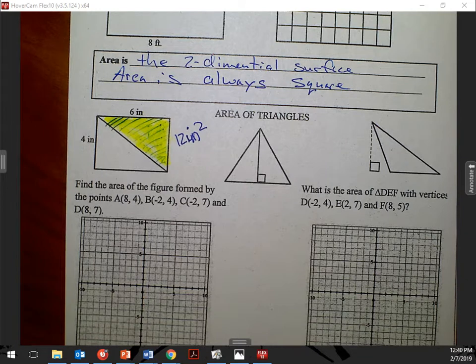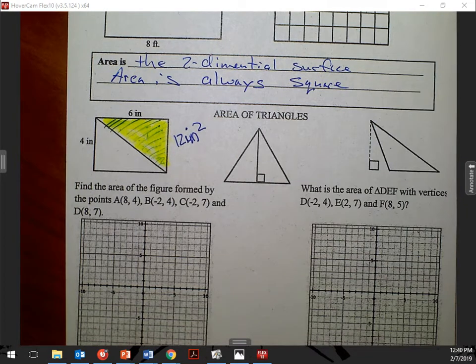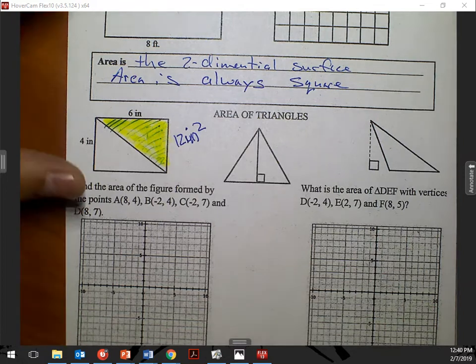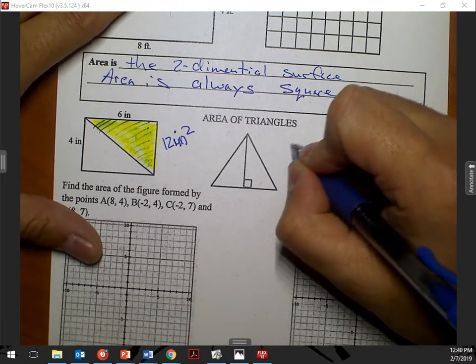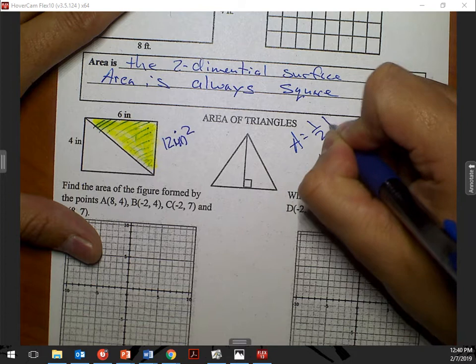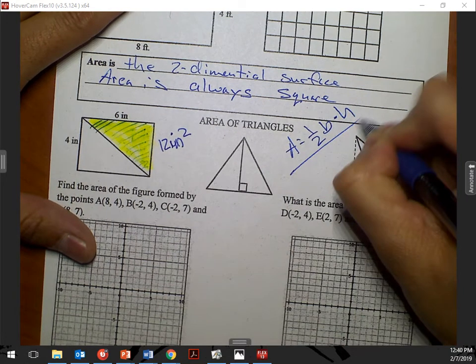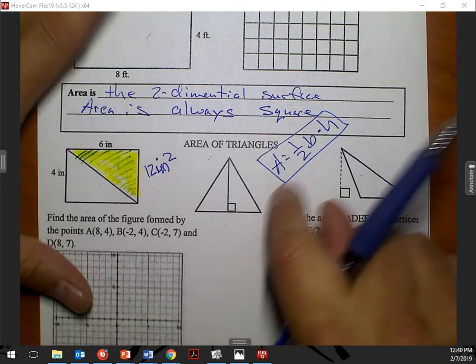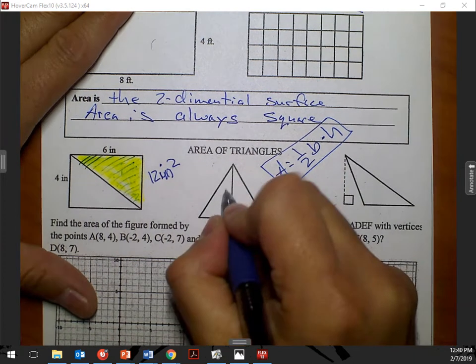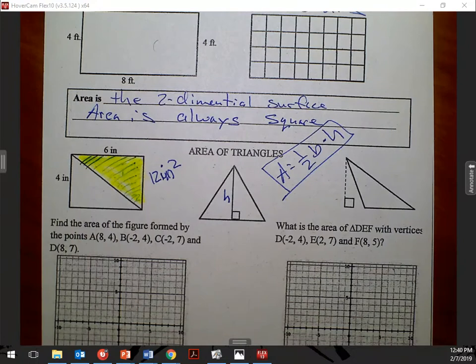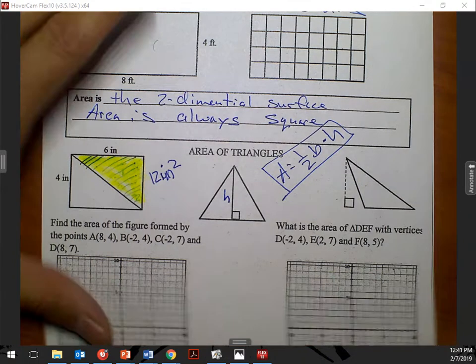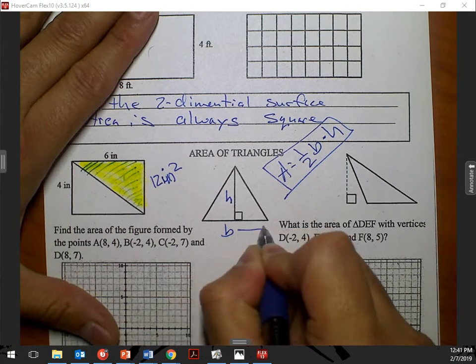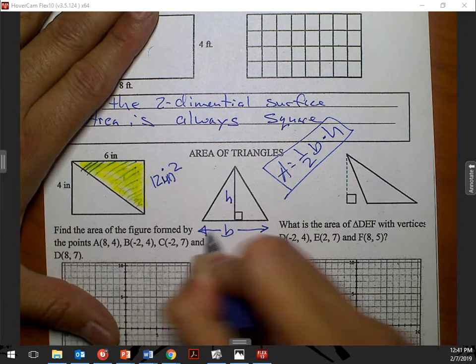All right. Now, here's another type of triangle that we're going to have. Same formula. I'm going to write this out for you guys. Area is 1/2 base times height. B times H. Now, you're going to see triangles like this. In this triangle, straight up and down to the tallest peak is going to be my height. And the base would be from here all the way across.